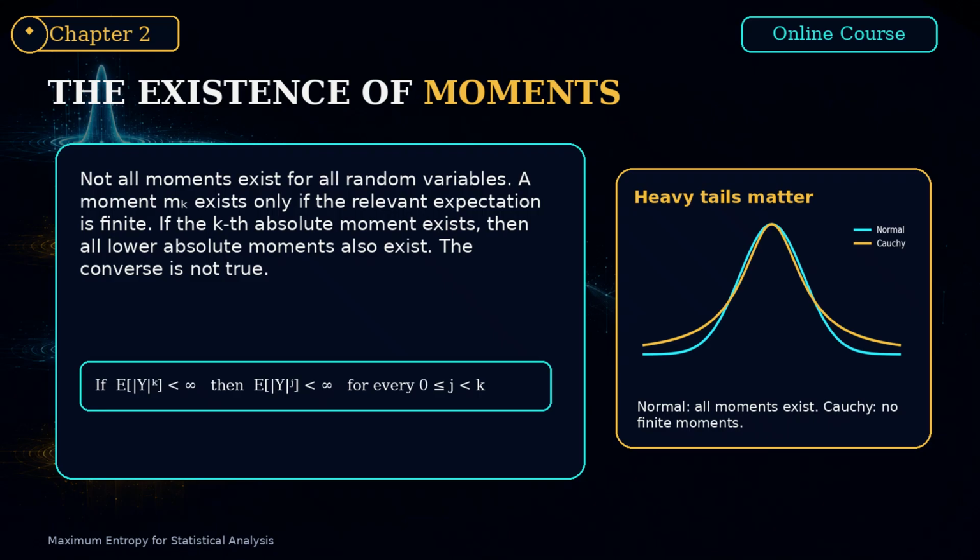And another thing to know about this is that if one moment exists, then all of its lower moments exist, but not necessarily higher moments. So for example, if we have a distribution where the third moment exists in the theoretical distribution, we can be sure that the first and second moments also exist, but we cannot be sure that the fourth or higher moments exist. Okay, so these are just things to keep in the back of your mind about moments.